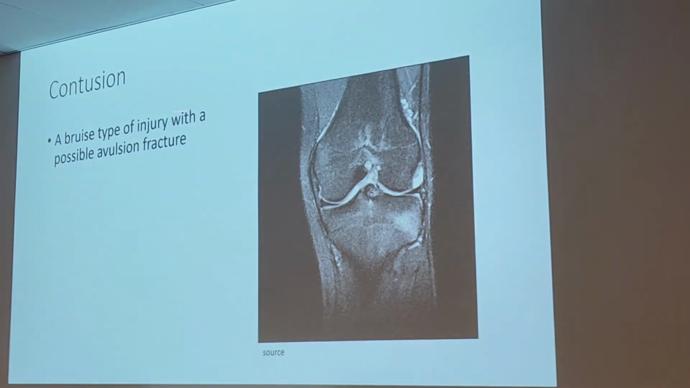Avulsion fractures, we'll talk about later, but that's simply a fracture that happens when you've got a tendon or ligament that pulls on a bone and it yanks off a part of the bone with it.